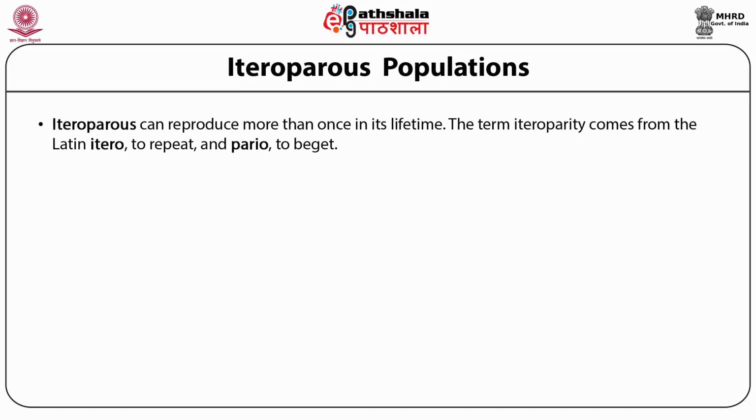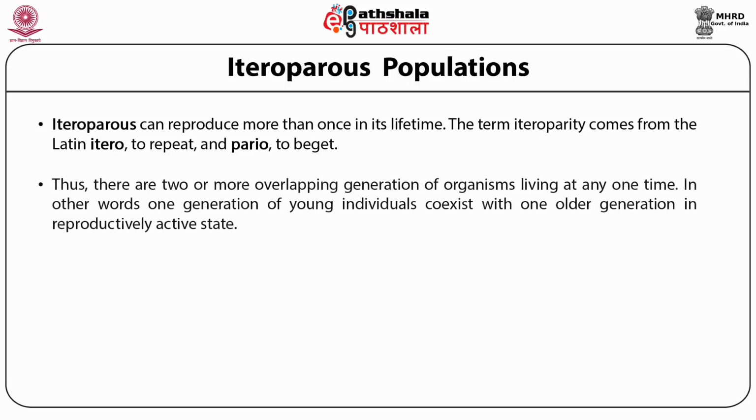Heteroparous population reproductive strategy. In this type of population, they can reproduce more than once in their lifetime. The term heteroparity comes from the Latin word hetero, to repeat, and pario, to beget. Thus, there are two or more overlapping generations of the organisms living at any one time. In other words, one generation of young individuals coexists with one older generation in the reproductively active state.